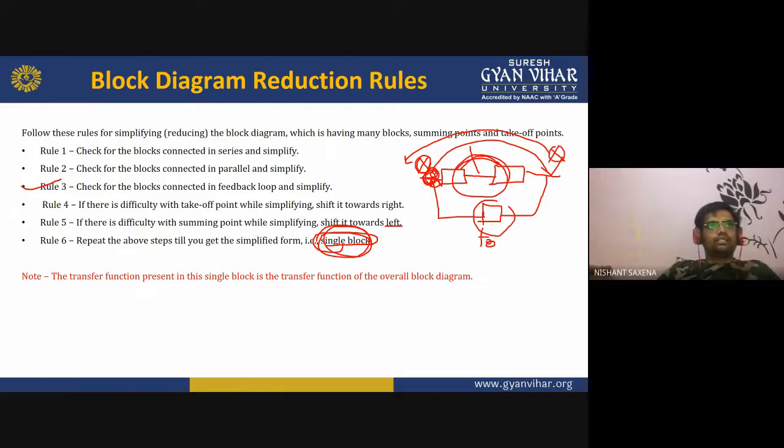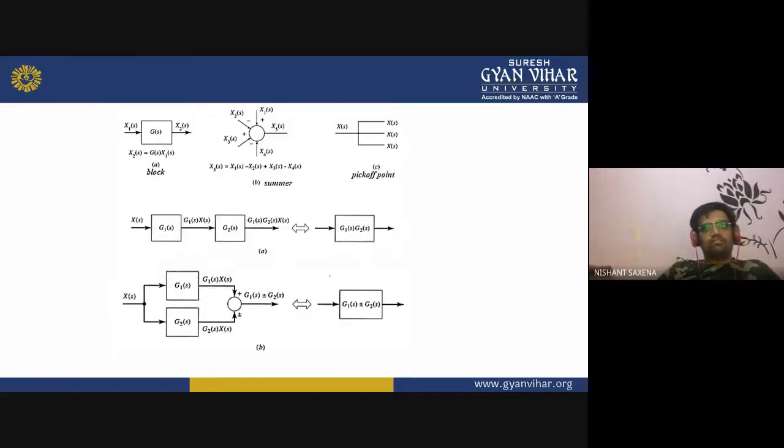Now let's move further and discuss them one by one. I will give you more introduction. This is a block in which we are having one input and one output. X2(s) will be equal to G(s) into X1(s). This is one simple block.